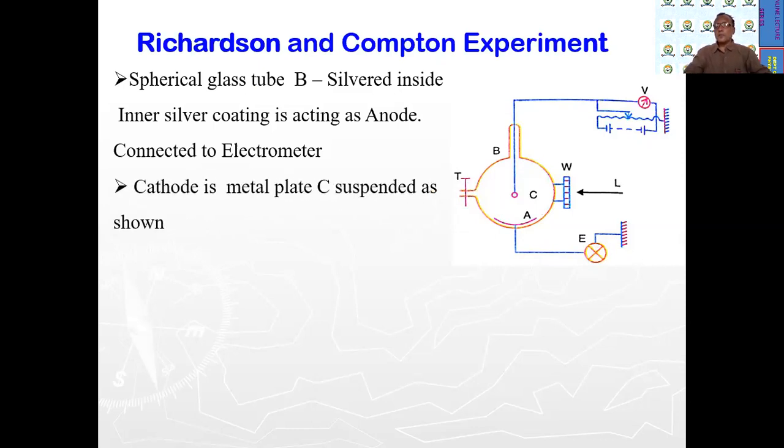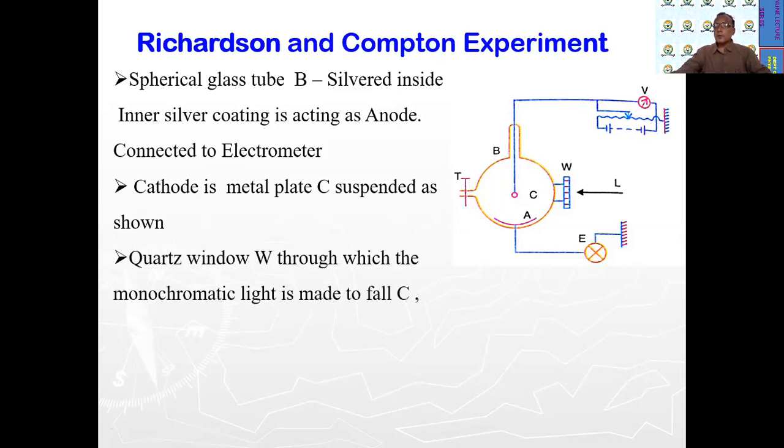Another important part inside the apparatus is the cathode C. You can see here the cathode is a metallic plate denoted by the symbol C, and it is suspended in this glass tube like this. This cathode is connected through the voltmeter to the battery, so that with the help of this battery, the cathode C can be put at any desired potential, from some positive value to negative.